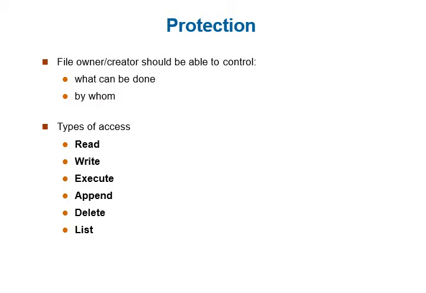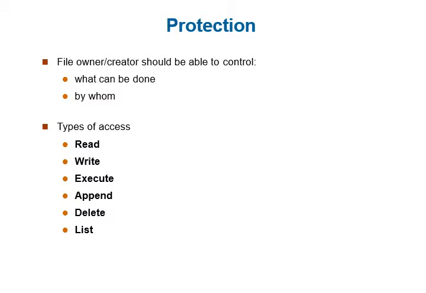For file protection, the file owner can give control among the users. You need to define to whom you want to give permissions, and by whom. For that we move to access permissions. There are different types of access protections, which are read, write, execute, append, delete, and list.